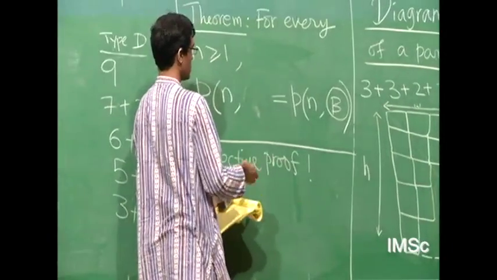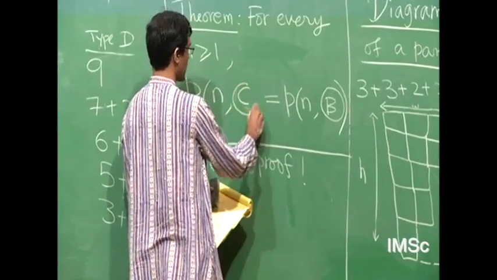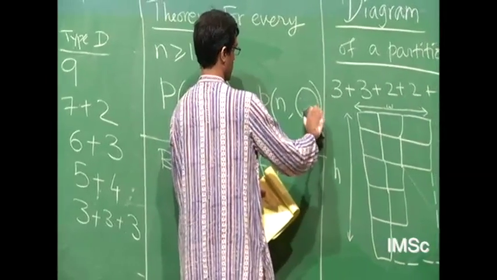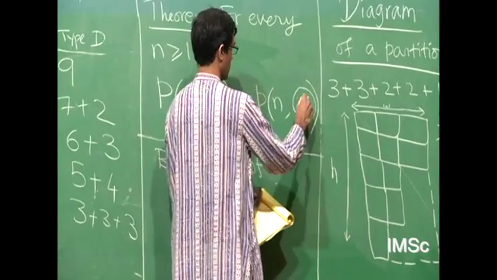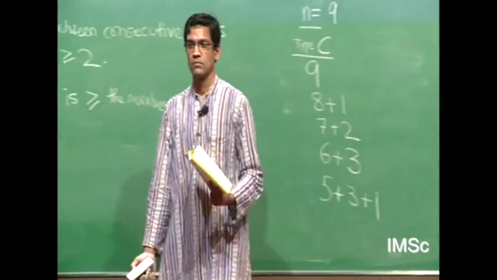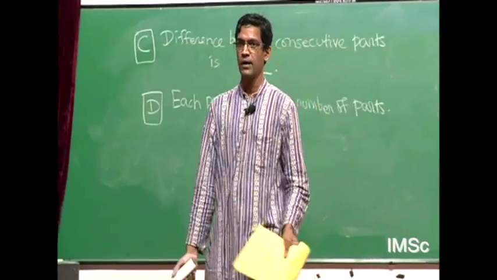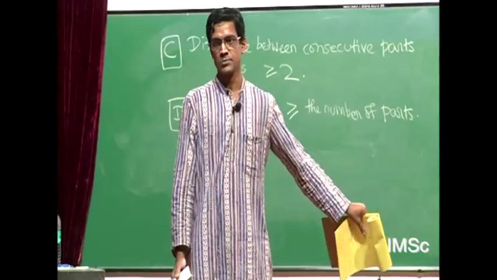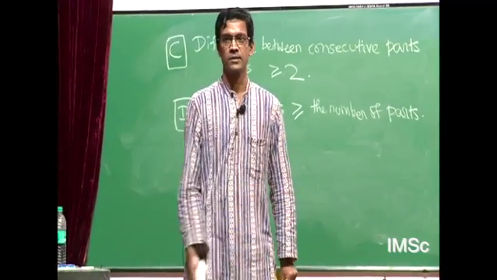For every n, the number of partitions of type C is the same as the number of partitions of type D. Okay, so here's another theorem. C and D always have the same number of parts. Okay, so again let's prove this. It looks even harder than the earlier one.